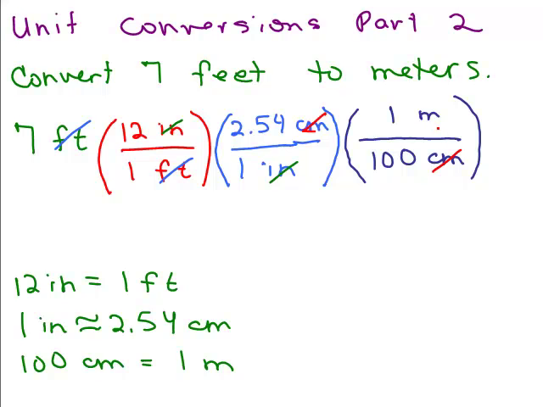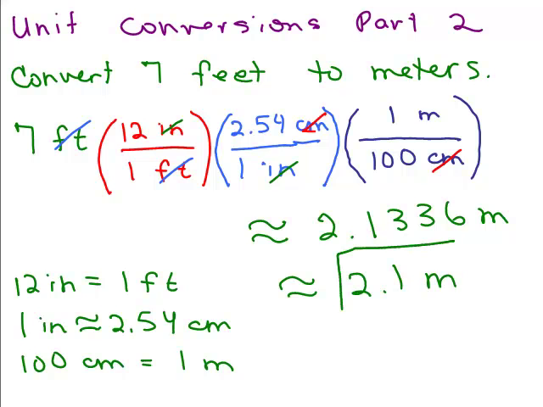So now we just plug this all into the calculator. I'm going to have 7 times 12 times 2.54 all divided by 100 because that's the only number in the denominator, and I'm going to get my approximation then in meters. So I'm going to get out a calculator and try that. See, when I put that in the calculator, I have 2.1336 meters, and let's say you wanted to round it to the nearest tenth. That would be 2.1 meters rounded to the nearest tenth.